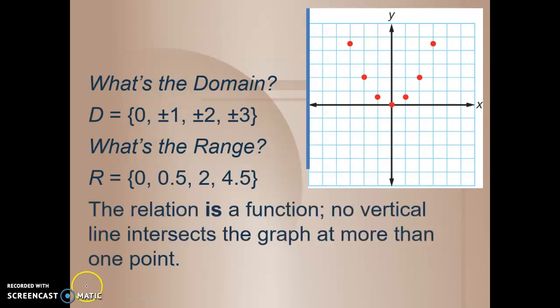This relation is a function for a couple of reasons. One, none of my x values are repeated, so we know that's a function, but also no vertical line intersects the graph at more than one point. If I take a vertical line and pass it through that graph, I don't want it to touch any of the points more than one at a time. And look at that vertical line that just ran through there. It didn't pass any of the points more than one at a time.